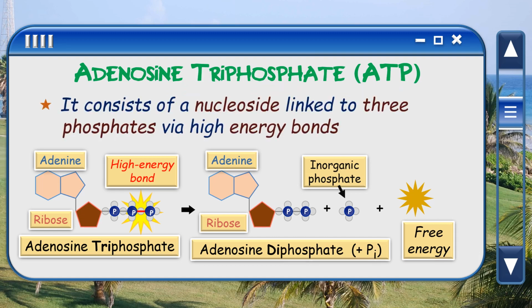It consists of a nucleoside linked with 3 phosphates via high energy bonds. The nucleoside we are talking about is this one, which is made up of a ribose sugar and an adenine base. This nucleoside is linked to 3 phosphates, these 3 phosphates here. They are linked via high energy bonds. You can see that from one phosphate to another phosphate, there is a bond. That bond is a high energy bond, linking those 3 phosphates.